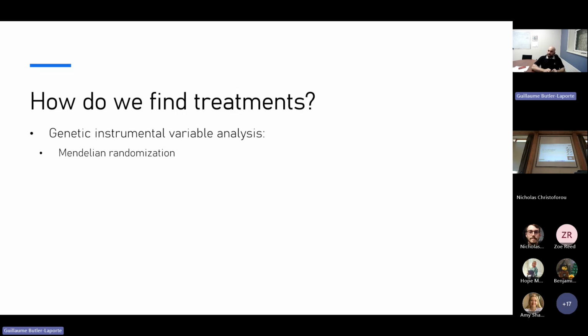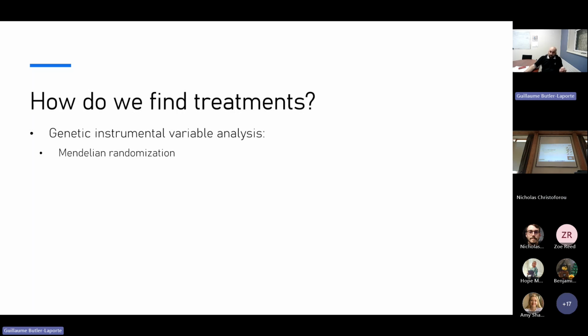I'm a really big fan of this approach that we use in genetic epidemiology. I think it's really revolutionized the way we work, so I want to take a bit of time to talk about it. It's a method called Mendelian randomization, which, if you're familiar with instrumental variable analysis in economics or in epidemiology, is basically just instrumental variable analysis, but using genetic variants as instruments.